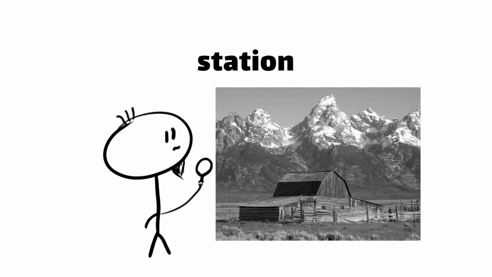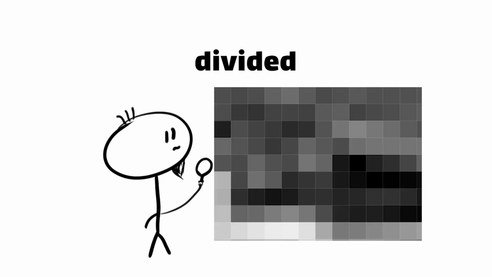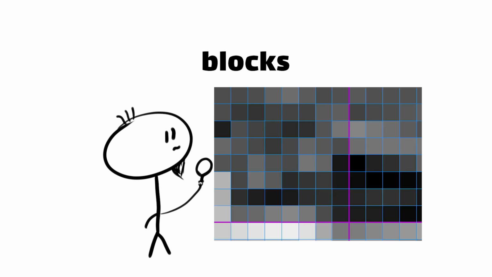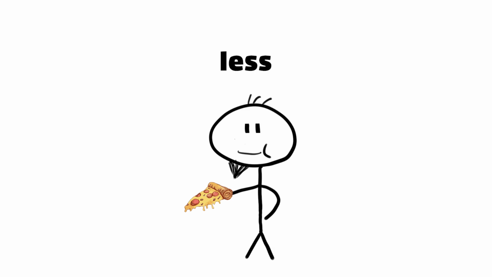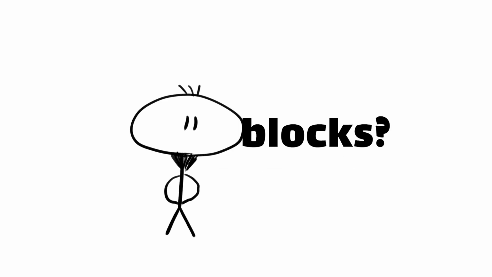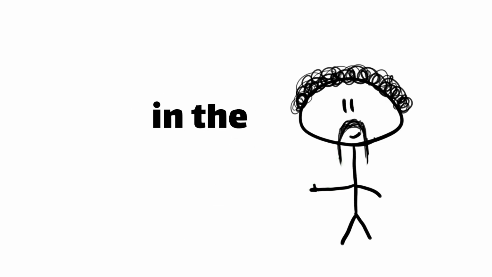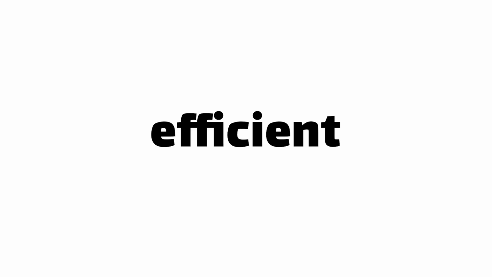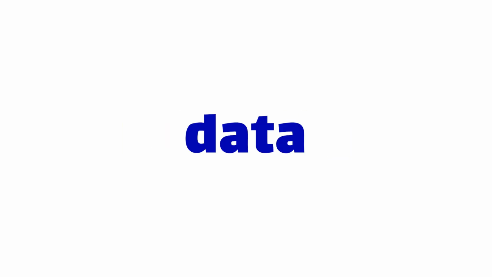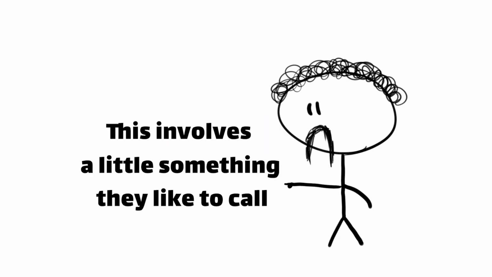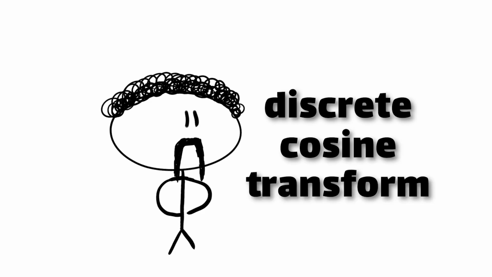Number 3. Block splitting. After the subsampling station, our image moves on to the block splitting station. Here, the image is divided into 8x8 pixel blocks, kind of like cutting a pizza into slices, but a lot more technical, and unfortunately less delicious. Now you might be wondering, why 8x8 blocks? Well, listen up, photophile. It turns out this size is just right for the next step in the compression pipeline, and it allows for more efficient processing and encoding of the image data. This involves a little something they like to call the Discrete Cosine Transform.